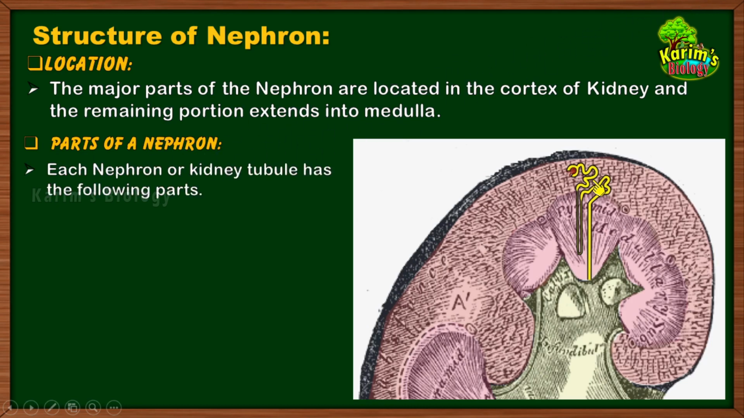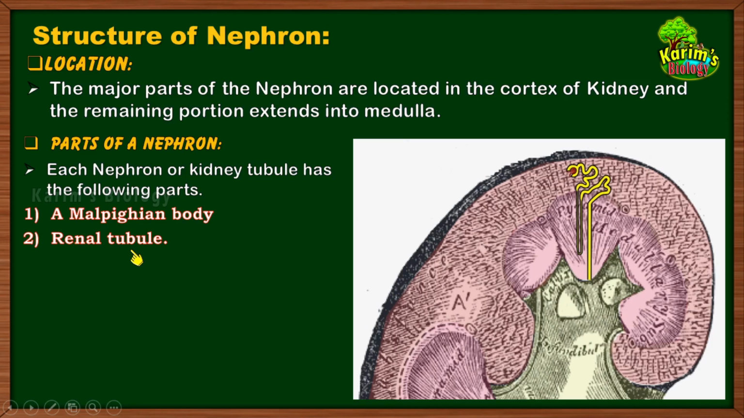Okay, each nephron of a kidney is made up of two major parts. What are they? A Malpighian body and a renal tubule. These are the two major parts of each nephron. So once again, let me repeat, they are a Malpighian body and the second part is the renal tubule. So what is this Malpighian body and renal tubule?